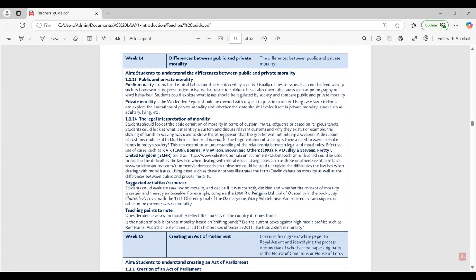And next, you have to learn the difference between public and private morality. Here again, you will have to learn a lot of case laws, which is quite interesting.